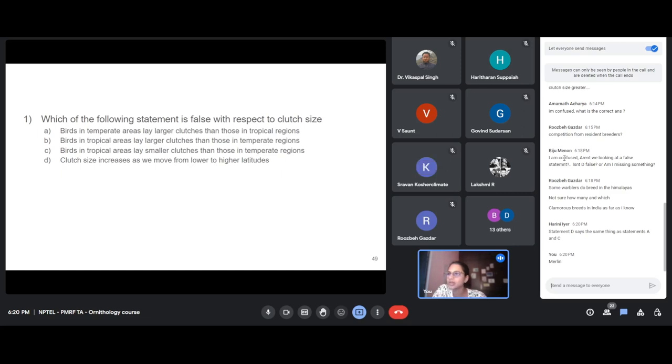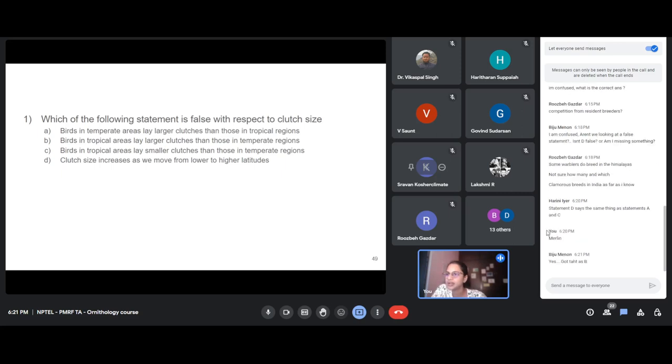Is that okay, Biju? Some warblers do breed in the Himalayas. Not sure which of many warblers breeds in India, as far as I know. Okay, I don't know. The map seems to show something else. Harini says D statement is the same thing as A and C. Yeah, good spot. So Merlin is the app.